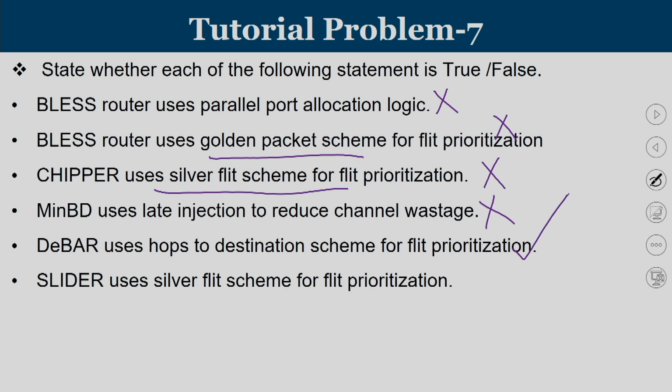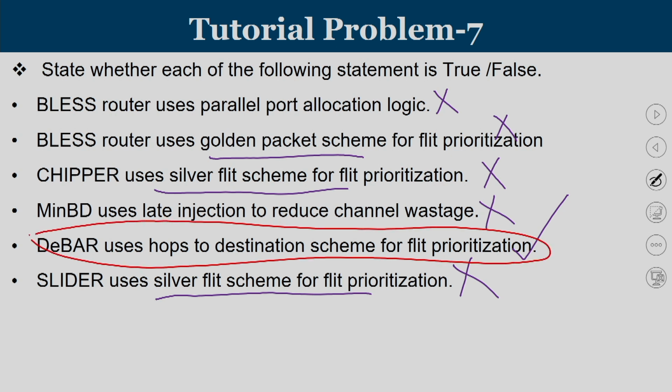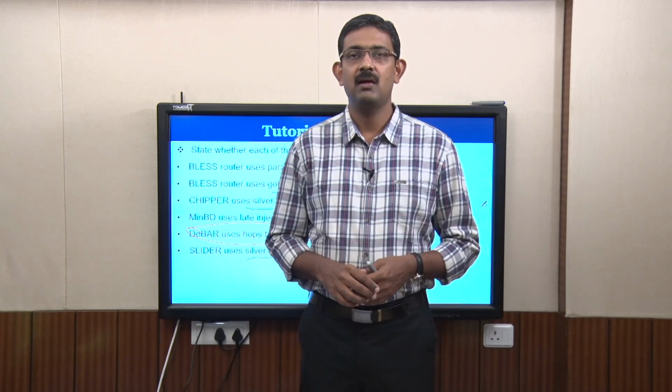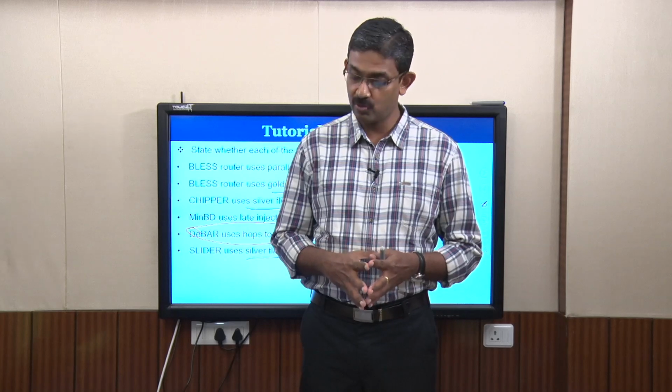And the last statement, SilverSLIDER uses silver flit scheme for flit prioritization. The silver flit scheme is basically used by the MinBD design. In the case of SLIDER, it is actually using hops to destination. So this is also wrong. So out of the six statements that are given, it's only the statement pertaining to DBAR that is true and all others are false. To answer these kinds of questions, we need to have a basic understanding of how buffered, side buffered and bufferless routers work.